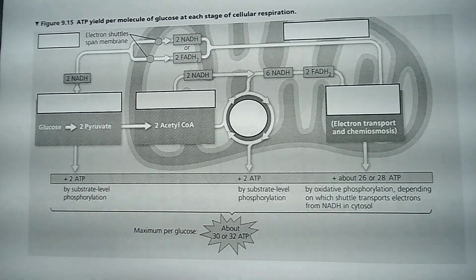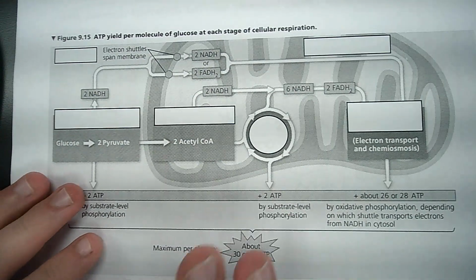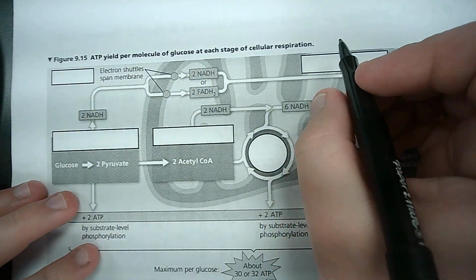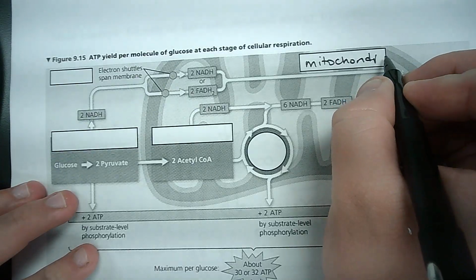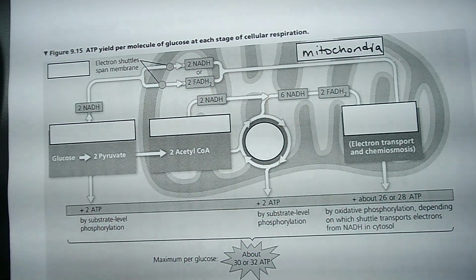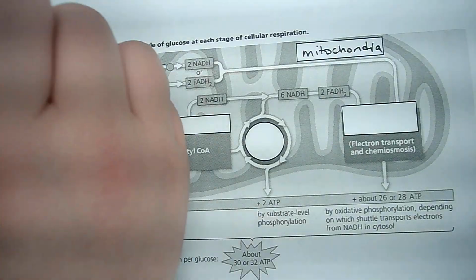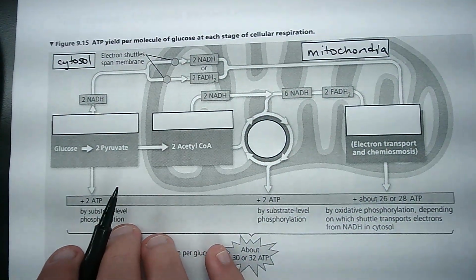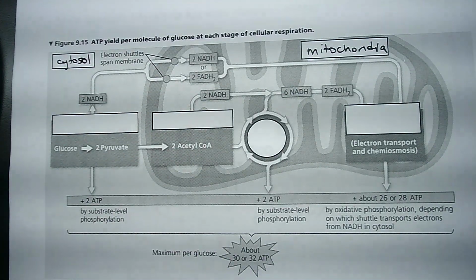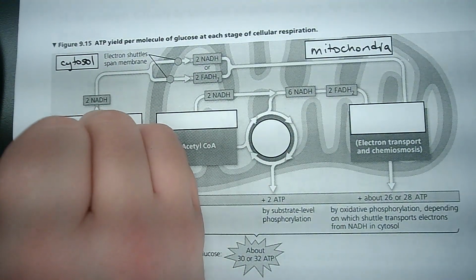Okay, let's do an overview of the cellular respiration process. Let's identify some locations. First of all, you should know this is the mitochondria, technically mitochondrion. And outside is the cytosol. The first part of the process is in the cytosol, and it does not use oxygen. It's called glycolysis.